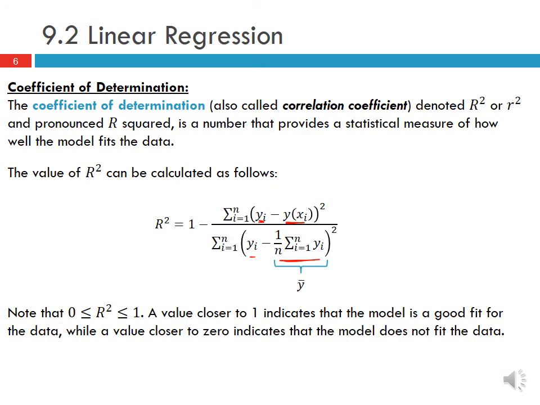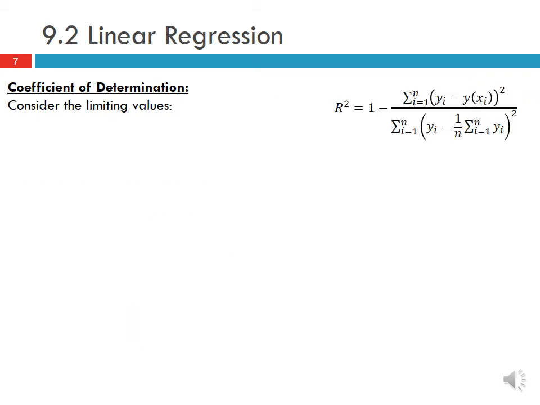So r squared varies between 0 and 1. A value closer to 1 indicates the model is a good fit for the data, and a value closer to 0 indicates that the model does not fit the data. So again, looking at our expression here, we can consider the limiting values.